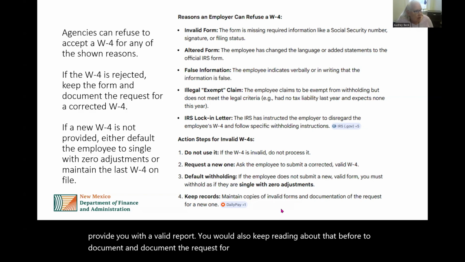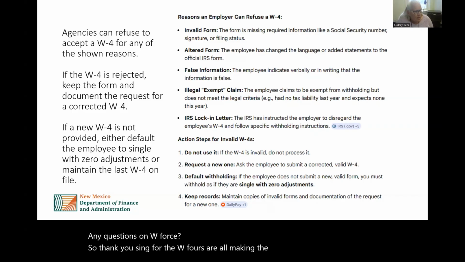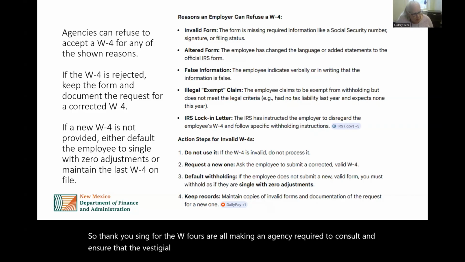Any questions on W-4s? So Plinky is saying for the W-4s, are our representative agencies required to facilitate or ensure that non-resident aliens have special withholding? Consequently, are we required to do audit for employees who need to have special withholding for non-resident aliens?